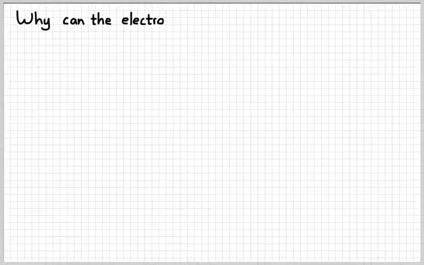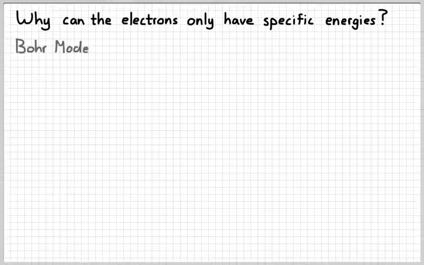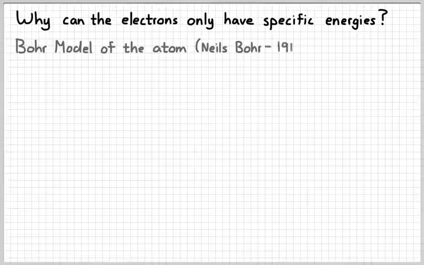Okay, so hopefully we understand the idea behind the energy level diagrams, and we can predict what photons would be absorbed and emitted. It's kind of like a number game there. The next question is why can electrons only have specific energies? So answering the why question here.